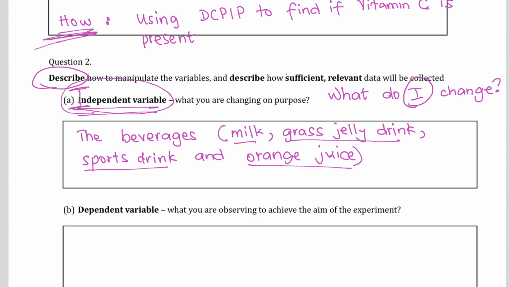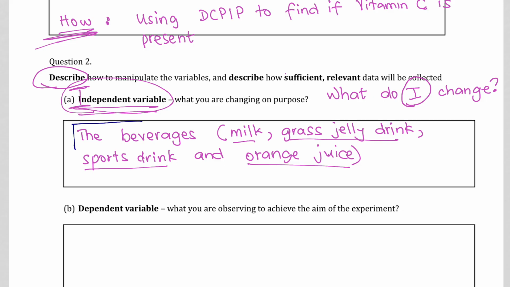So I'm using different items of that independent variable. There is only one independent variable. It's the beverages. But I'm using different items of it. So I have milk, grass jelly, sports drink, and orange juice. So there's 4 items of that variable.